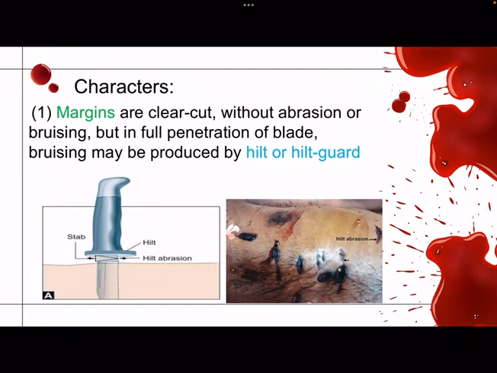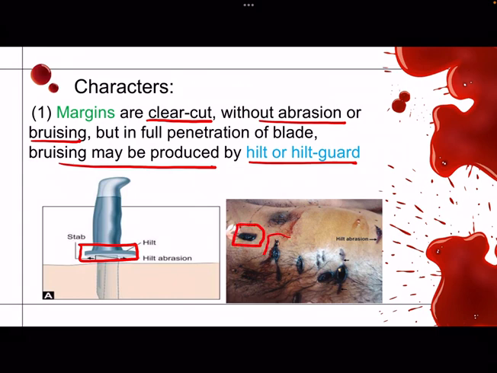What are the characteristics of a stab wound? What do the margins of a stab wound look like? They are clear cut, and they do not have any abrasions or bruising. But in full penetration of the blade, bruising may be produced by the hilt or hilt guard. You can see in this picture that the knife is penetrated perpendicular to the surface of the skin. The hilt comes in contact with the surface of the skin, thus destroying the epidermal layer of the skin and resulting in abrasion. So these are a few hilt abrasions.